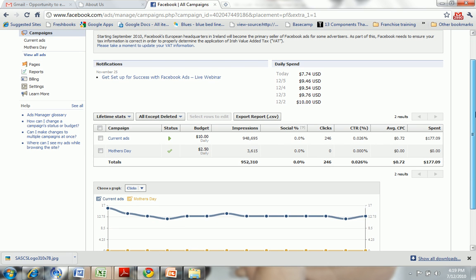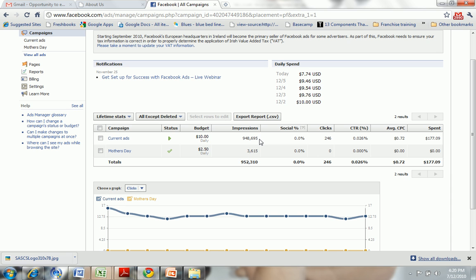Now from here, you'll straight away see the ads that are running, with a tick for those that are completed and a play for those that are active. And you can see that that's active by hovering over it. Now you can see with this ad campaign, it's got a budget of $10 a day. They've had 948,000 impressions. That means 948,000 people have technically seen their ad, eyeballed it.